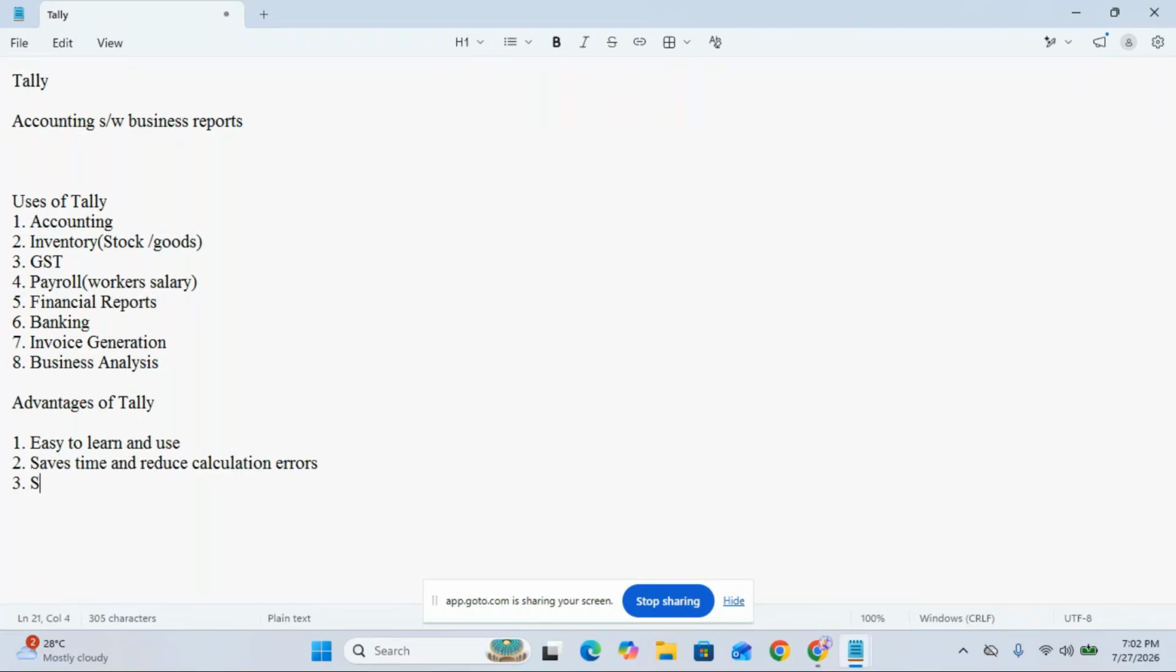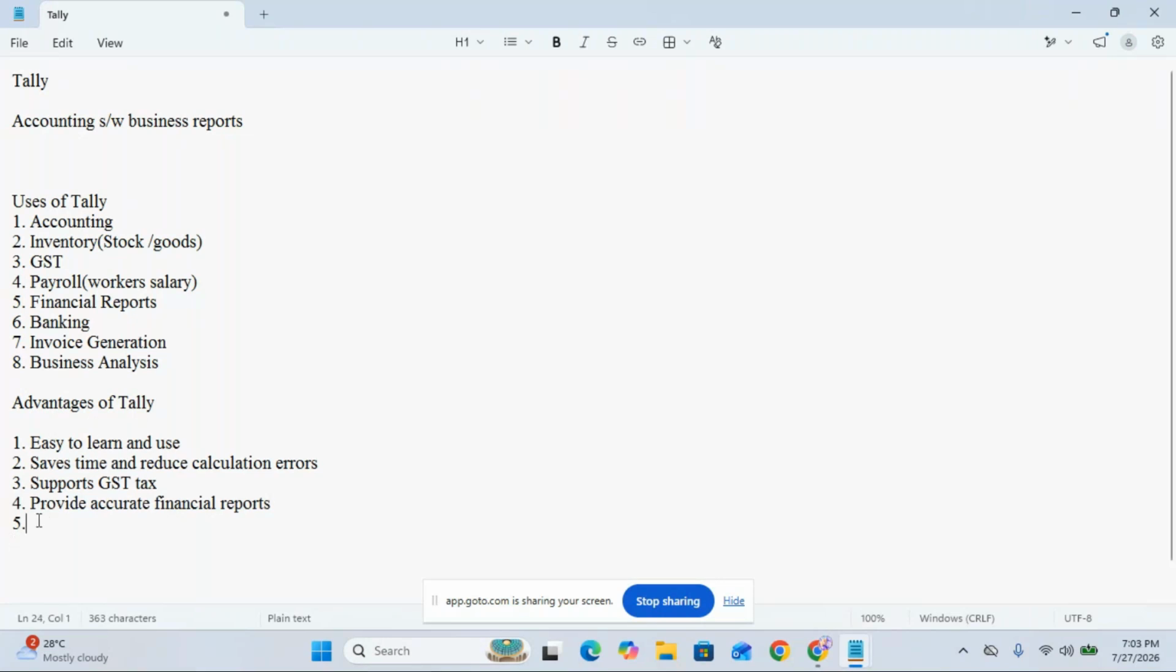And the main thing, the third point, is that it will support GST compliance. The GST calculations or GST tax we can file by using Tally software, and it will provide accurate financial reports. The proper financial report it will give only when we are doing the proper transactions. So if I make a mistake in debit and credit, it will not give the proper financial report. So we have to give the proper debit and credit, then only it will give accurate financial reports.